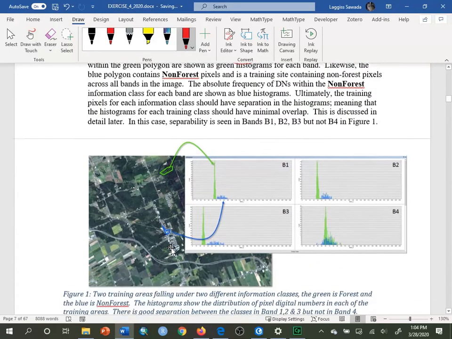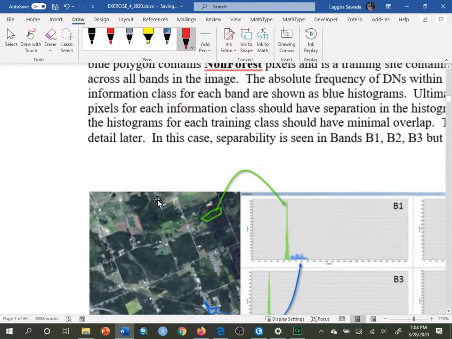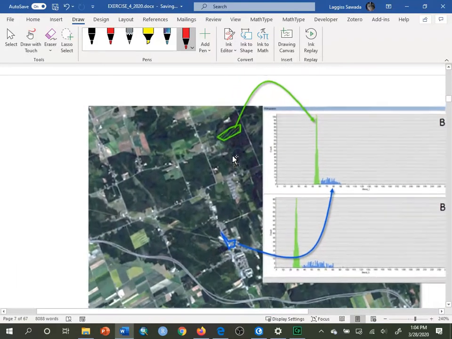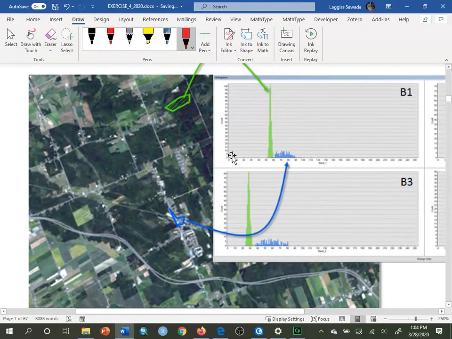And so, looking at this example down here, in Figure 1, you can see that we have a green polygon, and the cells within that green polygon and their pixel values across all the different image bands correspond to an example of pixels that belong to the information class forest. And then we have a blue polygon down here in the bottom, and you can see that that's within a built-up area. And so all the pixel values across all the different bands in that polygon correspond to non-forest.